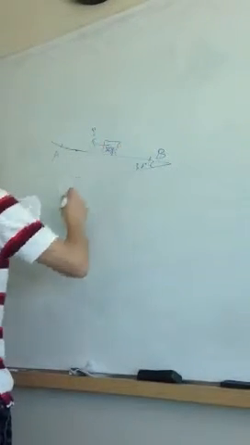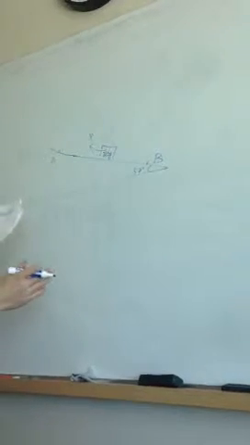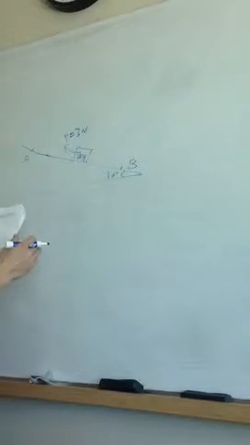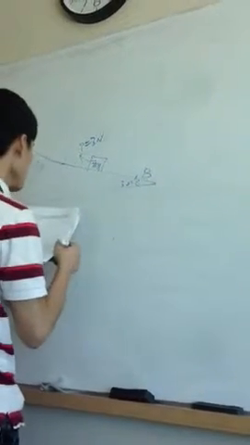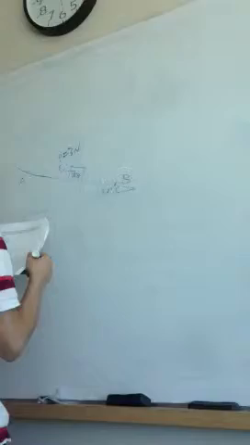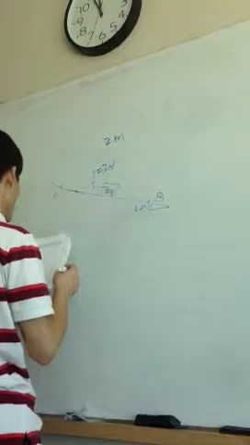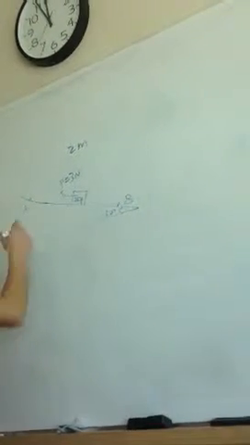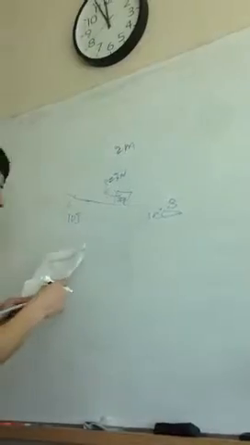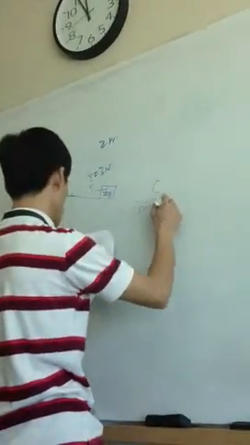A 2 kilogram block slides down a frictionless incline from point A to B. A force, which is 3 Newton, acts on the block between A and B. But you know it's going down. Points A and B are 2 meters apart. If kinetic energy of the block at A is 10, what's the kinetic energy of block at B?